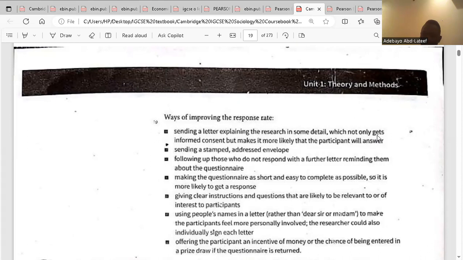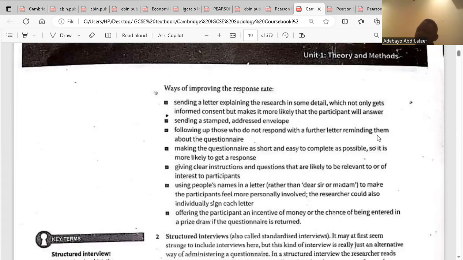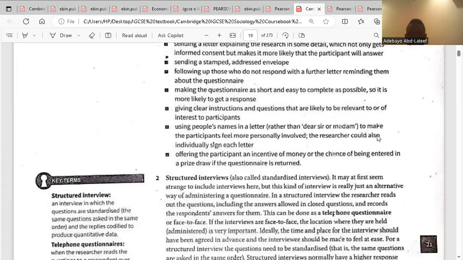And the last thing I wrote here is about questionnaires should be made easy and short to complete. It should be made easy and short to complete. If not, the participant might just abandon it because they don't have time to waste. Clear? Yes. So this takes us to structured interview.